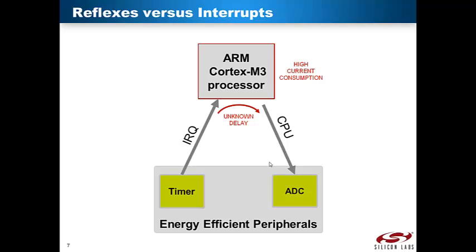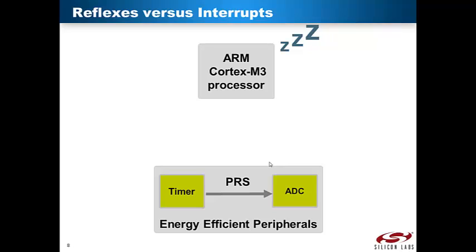When using the Peripheral Reflex System, the timer can be configured to trigger the A to D conversion directly. When leaving the CPU out of the control loop, predictable timing is ensured. It also allows the CPU to be put to sleep.